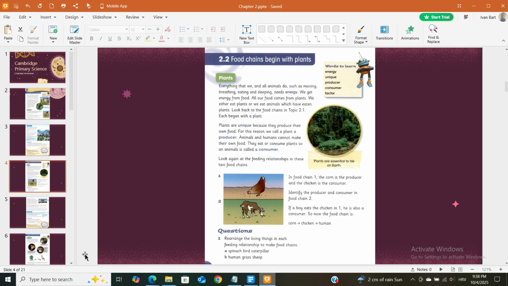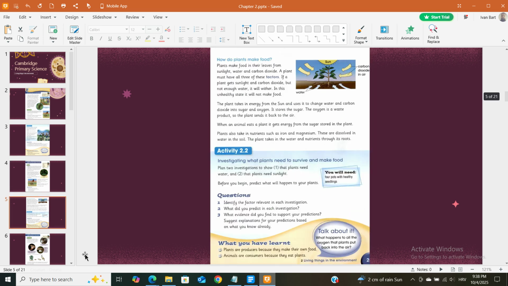How do plants make food? Plants make food in their leaves from sunlight, water and carbon dioxide. A plant must have all 3 of these factors. If a plant gets sunlight and carbon dioxide, but not enough water, it will wither. In this unhealthy state, it will not make food.